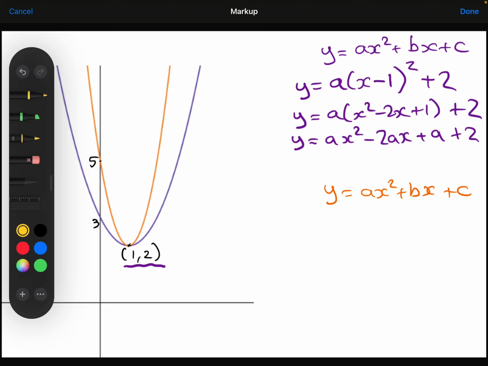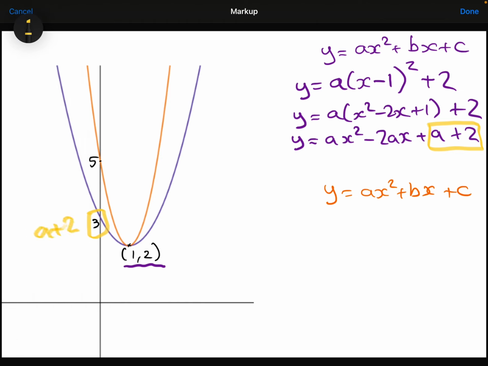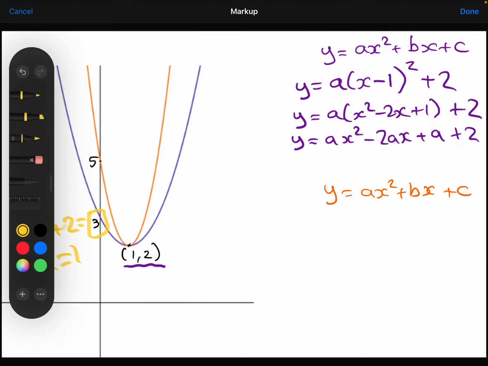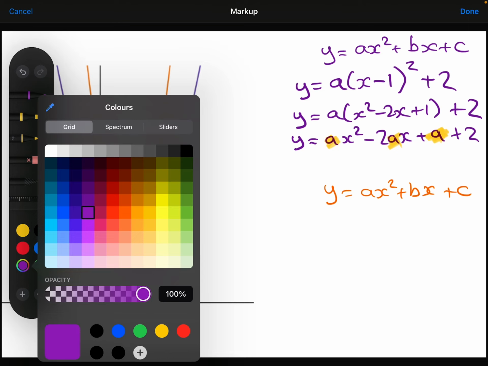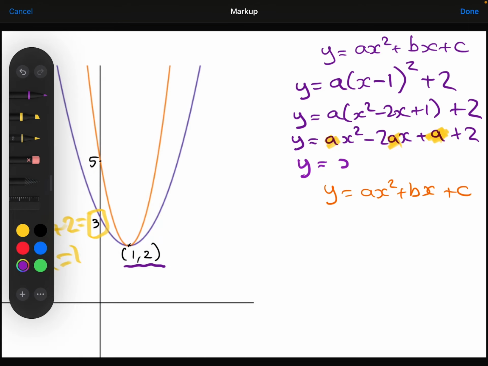And just like I did in the previous examples, I'm going to compare the term on the end here, my y-intercept term, the constant term, with the y-intercept there, and I can see it's 3. So a plus 2 equals 3. So a has to be 1. So this is 1, this is 1, this is 1. So the purple line is 1x squared minus 2 times 1x plus 1 plus 3. So that's the equation of the purple line.